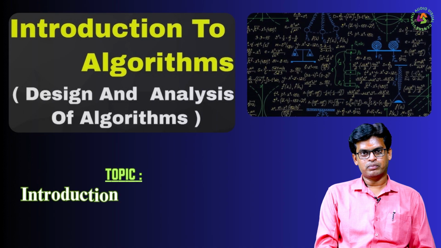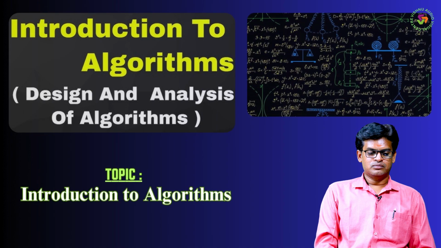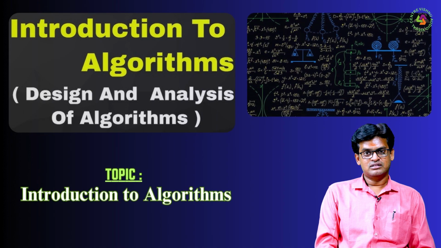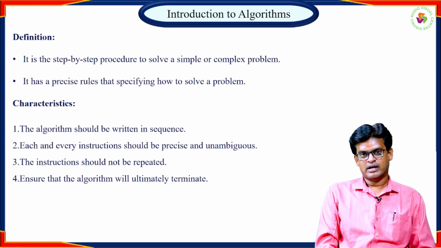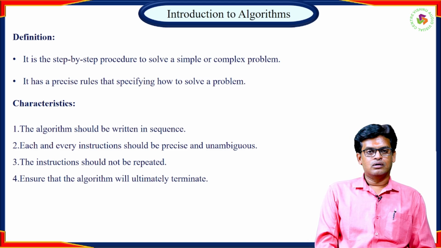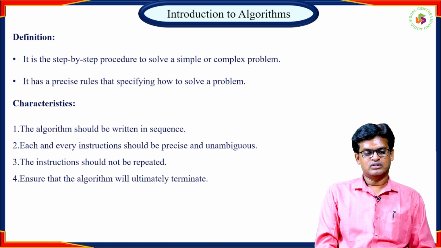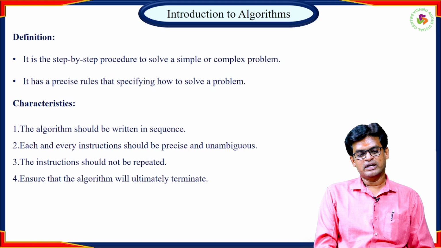Now I'm going to explain the basic concepts of design and analysis of algorithms. So why do we use algorithms in computer science? In the field of computer science, algorithms play a major role. I would like to give the basic definition: an algorithm is a step-by-step procedure to solve a simple or complex problem.